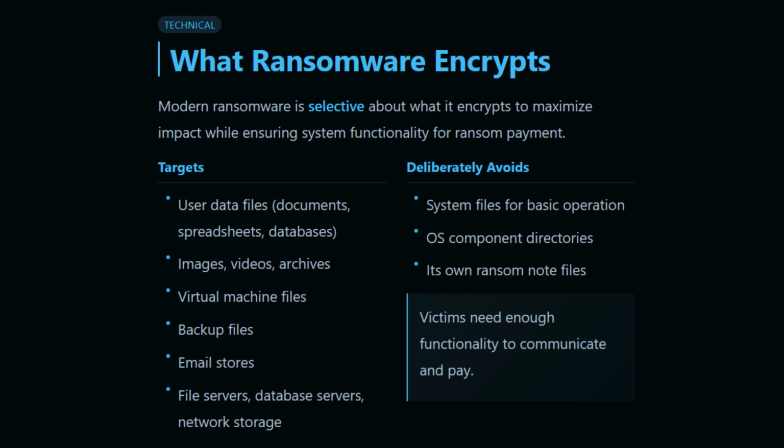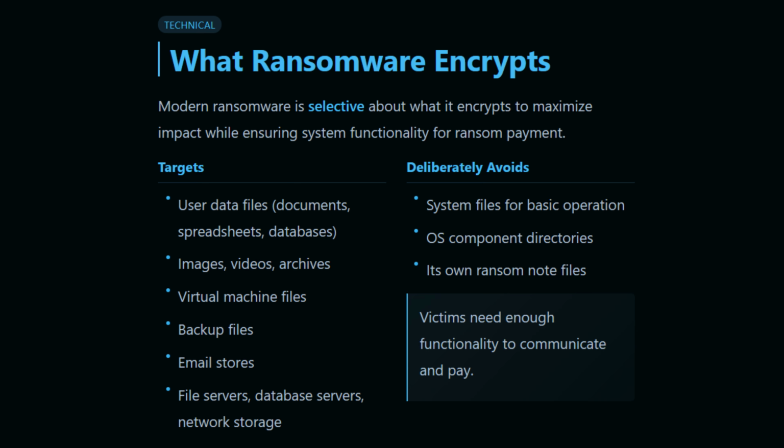It targets user data files, documents, spreadsheets, databases, images, videos, and archives. It encrypts virtual machine files, backup files, and email stores. It targets file servers, database servers, and shared network storage. It deliberately avoids encrypting system files necessary for basic operation. Completely bricked systems can't receive ransom notes or make payments. The victim needs enough functionality to communicate with attackers and process payment.